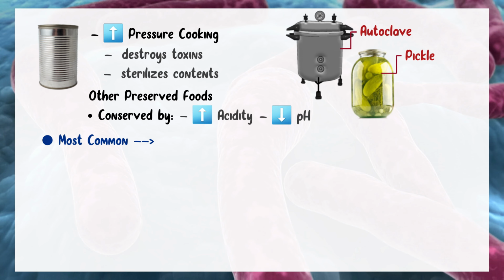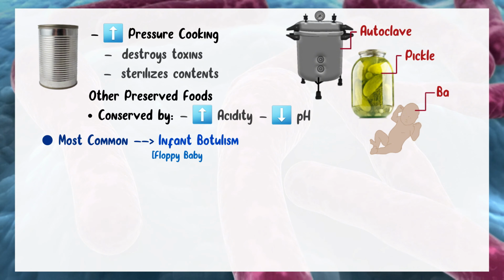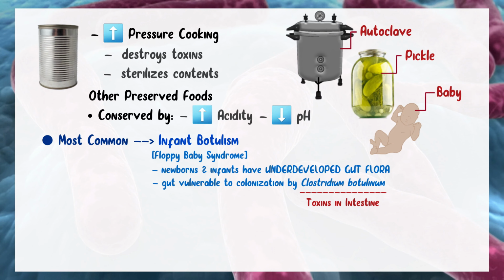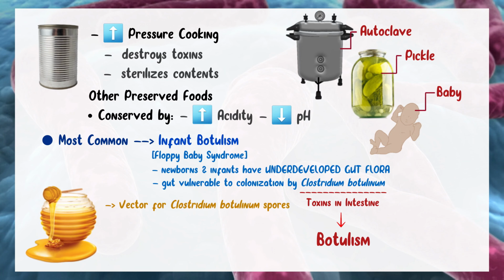The most common type of food-related botulism is infant botulism, also known as floppy baby syndrome. Newborns and infants have underdeveloped gut flora, making their intestines vulnerable to colonization by Clostridium botulinum. Once the bacteria colonize the gut, they continue producing toxins directly within the intestine, leading to botulism. Honey has been identified as a potential source of Clostridium botulinum spores and should be avoided in children under 12 months of age.